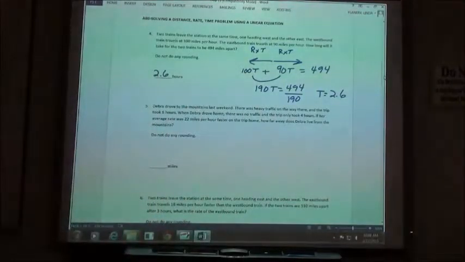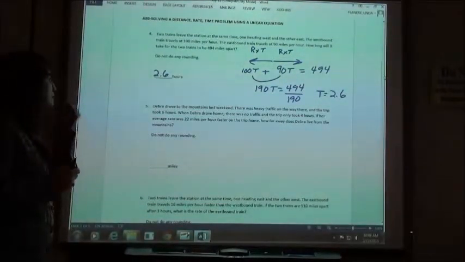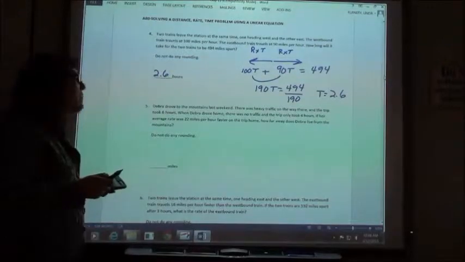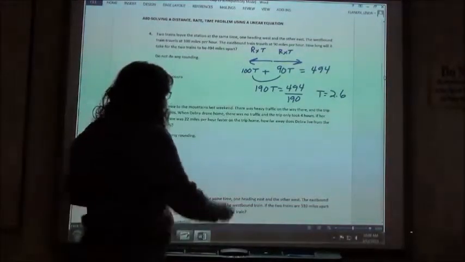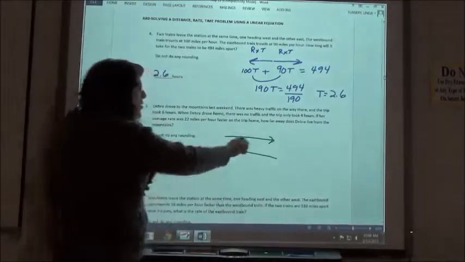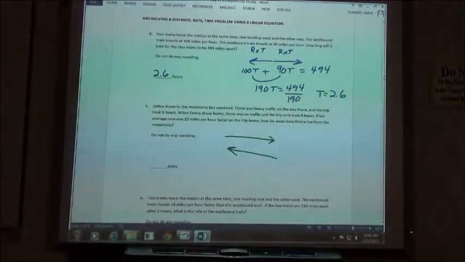Number 5, Deborah drove to the mountains last week. There was heavy traffic on the way there, and the trip took 6 hours. When Deborah drove home, there was no traffic, and the trip only took 4 hours. If her average rate was 22 miles an hour faster on the trip home, how far away does Deborah live from the mountains? So she went to the mountains, then she came home from the mountains. Those two distances should be the same.